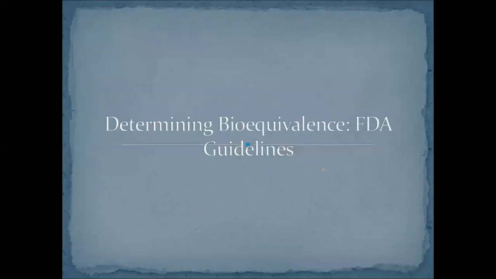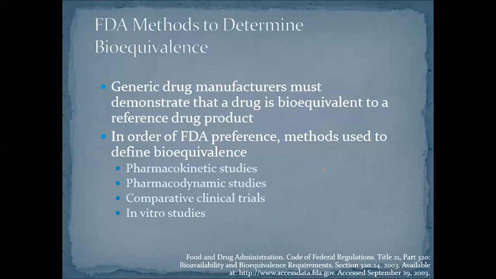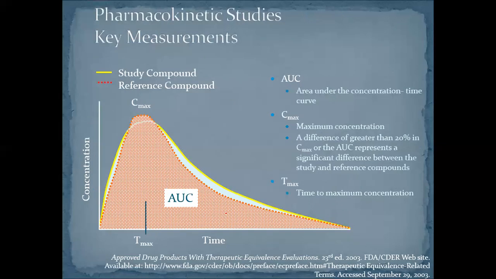Now let's talk about certain guidelines that determine bioequivalence. Generic drug manufacturers must demonstrate that a drug is bioequivalent to a reference drug product, and they need to undergo pharmacokinetic studies, pharmacodynamic studies, comparative clinical trials, and in vitro studies.